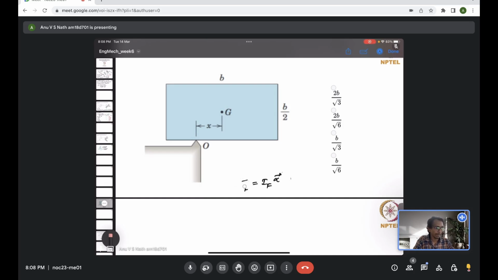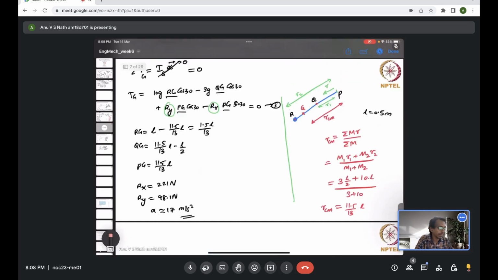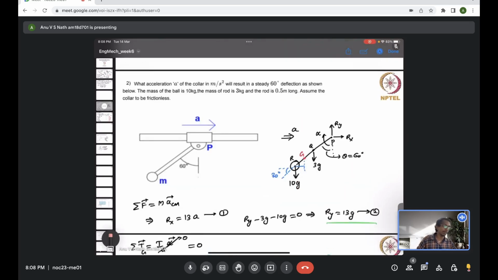Wherever possible, it's better to take the moment about the center of mass and consider the entire system about the center of mass. But in certain problems, the equation will be greatly simplified if you consider a fixed point. For example, in the previous problem, we could have taken the moment about the point P, but you can see the point P is actually moving with an acceleration a, so we cannot just do that. If we took the moment about P, the Rx and Ry would not create a moment. You could just solve it easily.